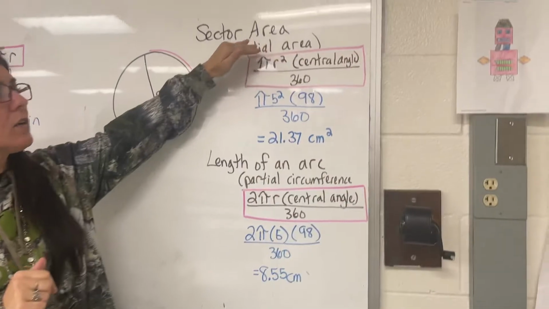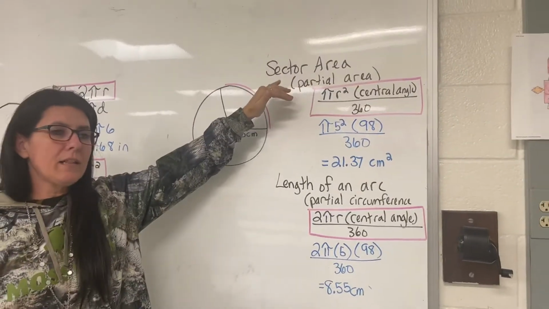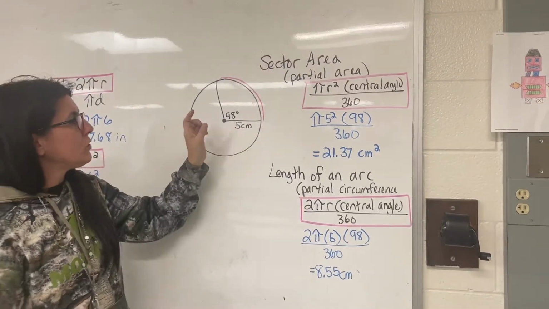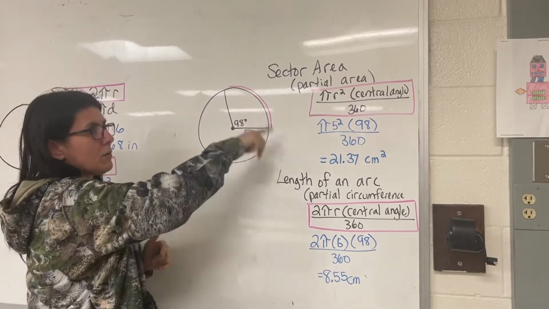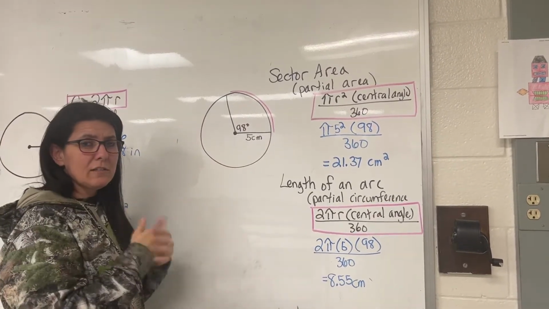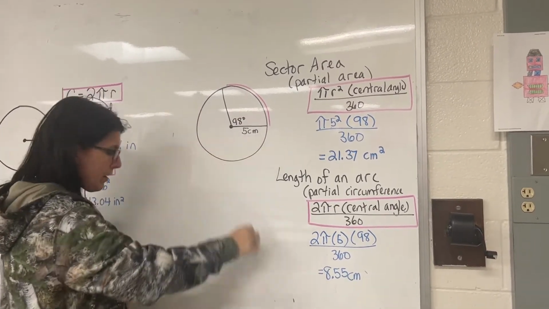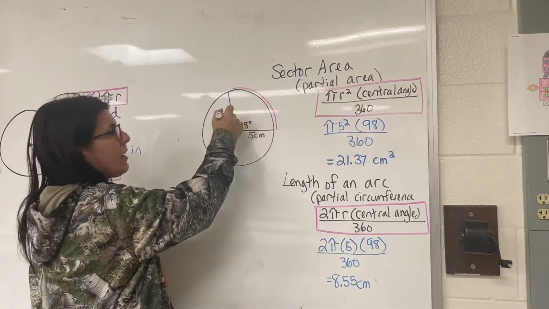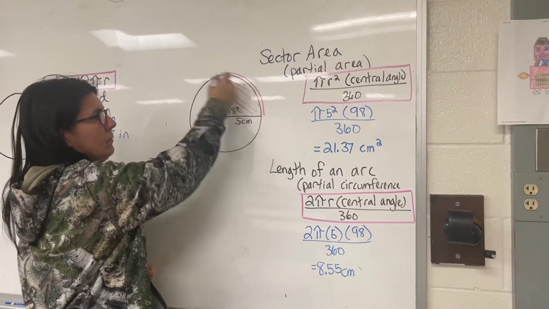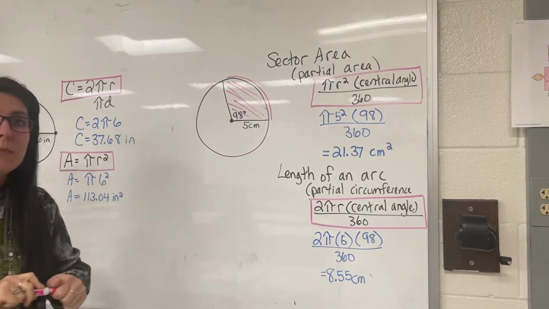Partial area is called a sector area. Think about that like a piece of pie. If I took a piece of pie out, this is the entire pie, I can find that area. I just did that a minute ago. A sector area would be kind of like this entire part right here. All this spot inside, all that space.